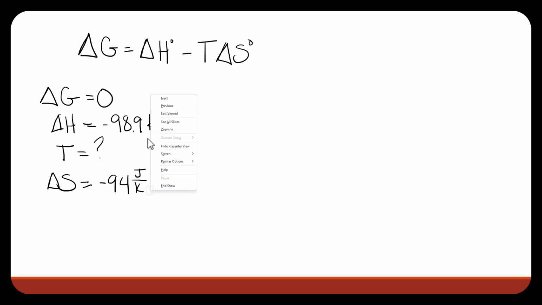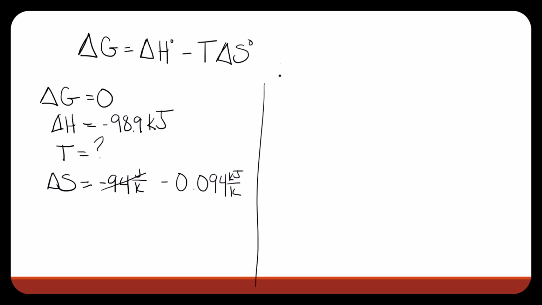So remember, eventually we need to add and subtract these values. So I need to make sure that my units for energy are identical. So you can either go both to kilojoules, you can go both to joules. I always choose to go to kilojoules, so I divide by 1,000. So this is going to be negative 0.094 kilojoules over Kelvin.